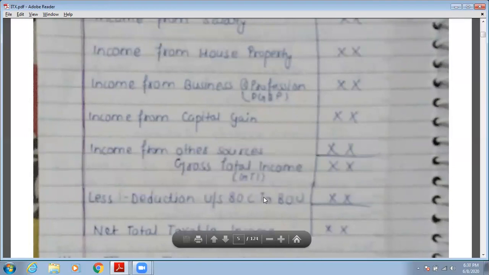So these deductions are from 80C to 80U. There are a large number of deductions under these sections, that is 80C, 80CCC, 80CCD, 80CCE, and so on. So from 80C to 80U there are a lot of deductions. We will discuss each and every deduction. So let's see the deductions under sections 80C to 80U.